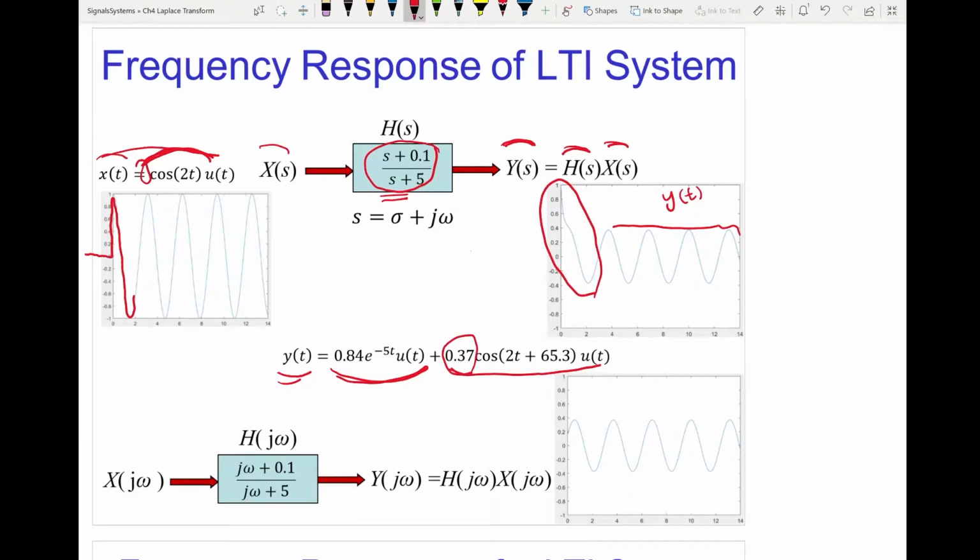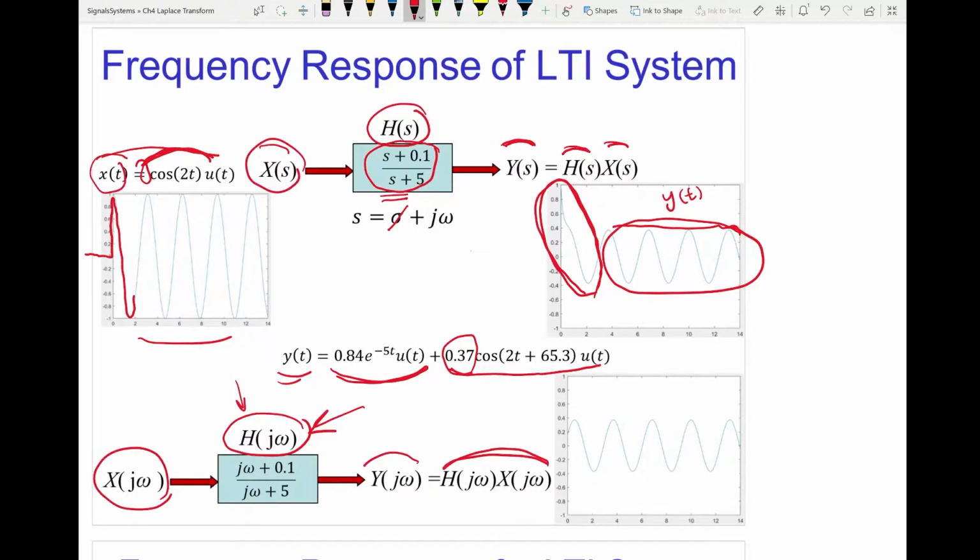Now, if I am not interested in the transient response, this part, which usually takes like microseconds or milliseconds, and I am more interested in the system response to the input, or the steady state response, which is this part, then it's much easier to analyze the system in the frequency domain. Instead of the transfer function H of s, I use H of j omega. I set sigma to be 0, then H of s becomes H of j omega.